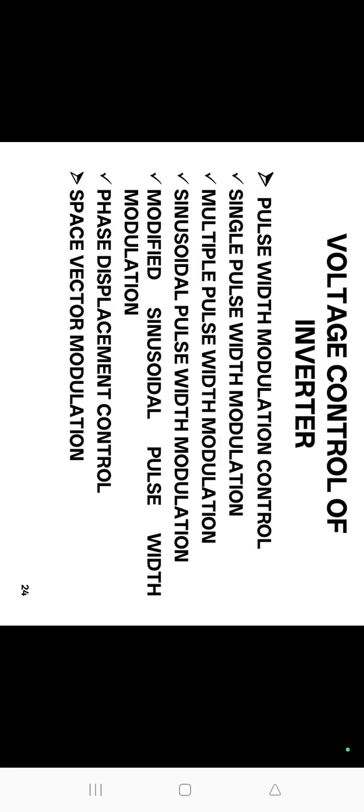Next one is the voltage control of inverter. The voltage control of inverter consists of two types. First one is pulse width modulation control. Next one is phase vector modulation. First one is the pulse width modulation. It consists of four types: single pulse, multiple pulse, sinusoidal, modified sinusoidal, and phase displacement control.